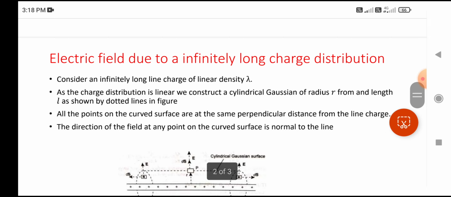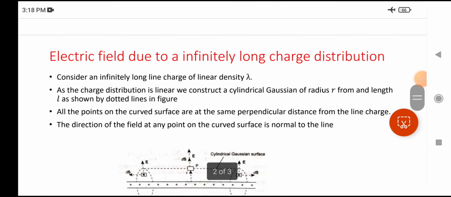So today's topic is electrostatics due to an infinitely long charge distribution. So let me explain completely.